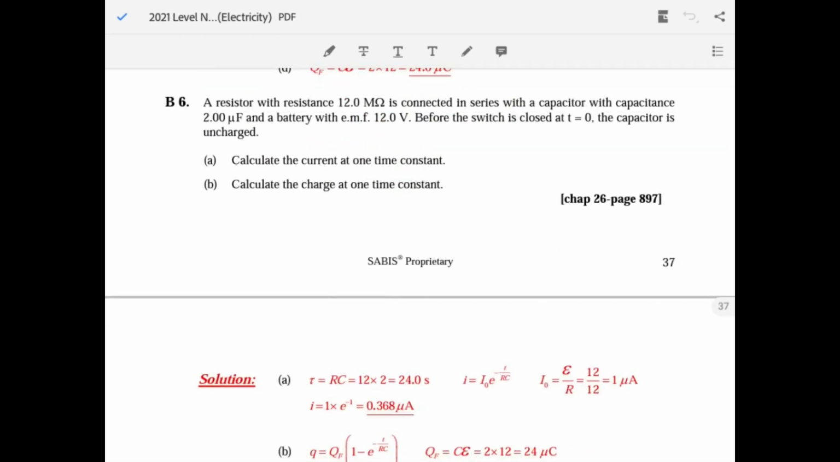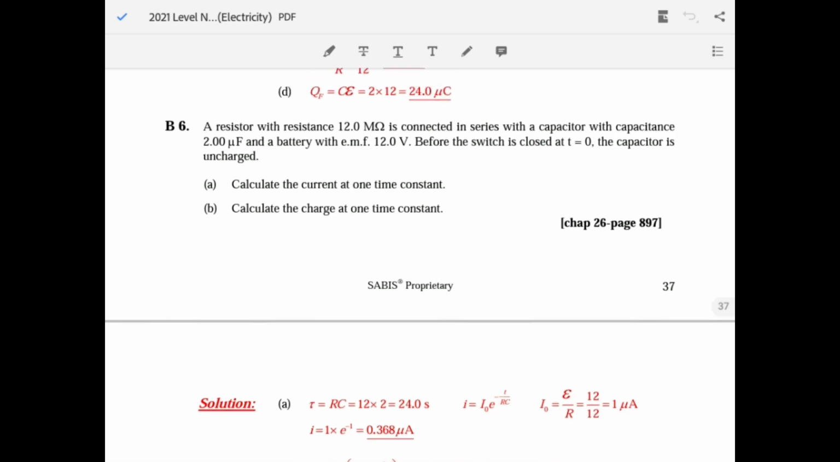B6, a resistor with resistance 12 megaohms is connected in series with a capacitor with capacitance 2 microfarad and a 12 volt battery. So it's connected in series, so you know it's an RC circuit. Before the switch is closed, the capacitor is uncharged. So again, it's charging. Calculate the current at one time constant.